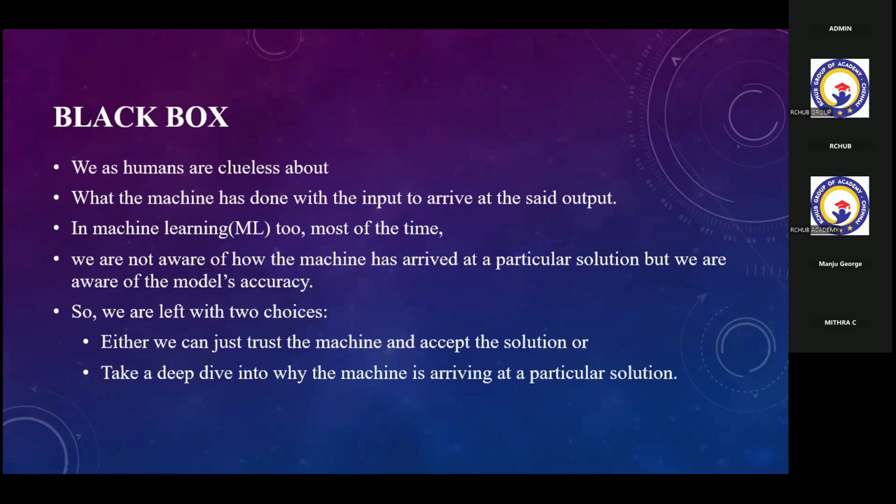So there is no clue regarding this black box. Then what has the machine done with an input to arrive at an output? You should understand what the machine has done with an input to arrive at the set output.